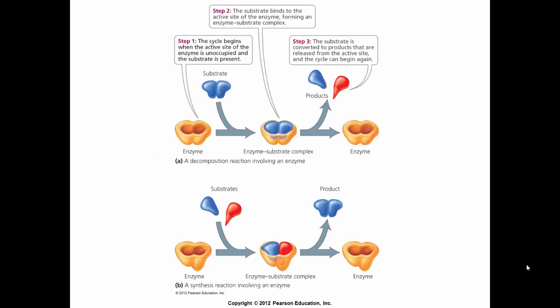So in step 1, the cycle begins when the active site of the enzyme is unoccupied and the substrate is present. The substrate binds to the active site of the enzyme, forming the enzyme substrate complex. The substrate is converted to products that are released from the active site, and the cycle can begin again. You see again the enzyme is released.